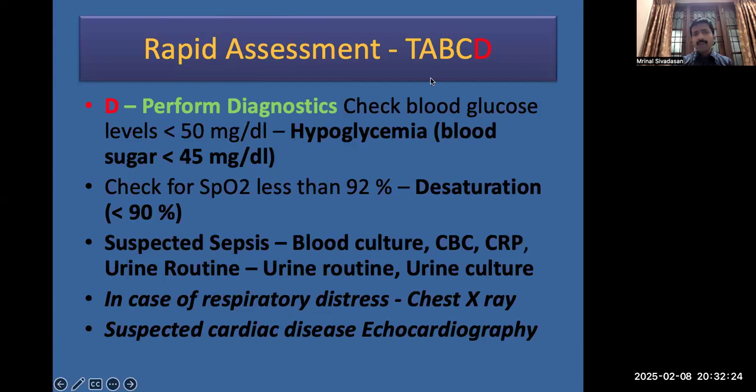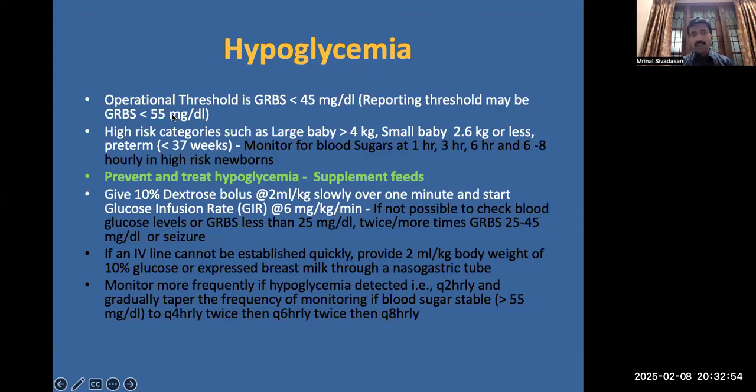Now, rapid assessment D. D is regarding the diagnosis, and we very commonly measure the blood sugar for looking at hypoglycemia. Saturation is also another diagnostic which we use commonly in newborn care. Then we check the blood culture, complete blood count, C-reactive protein, urine routine and urine culture, chest X-ray in case of respiratory distress and oxygen dependency, and echocardiography in case you are suspecting cardiac disease.